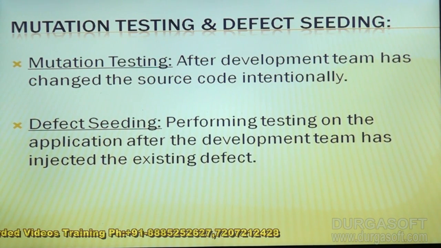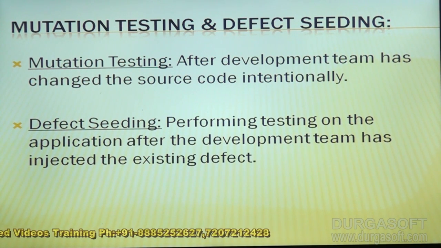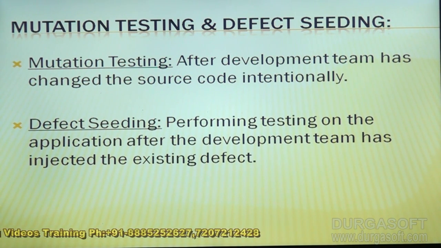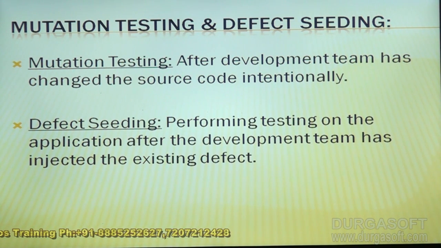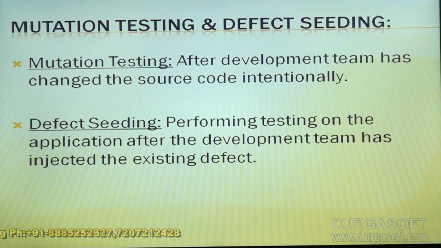Fine. Then we have mutation testing and defect seeding. What is mutation testing? After development has changed the source code intentionally. Yes, once the development team has changed the source code intentionally, they are going to test the application. They will ask the QA people to test the application. That is what is called mutation testing. That is, the development team will change the source code intentionally. And do remember, team, mutation testing is not preferable in real-time scenarios. We are not going to entertain such things from the development people. We will not be doing mutation testing in real-time scenarios. This is just for your knowledge.